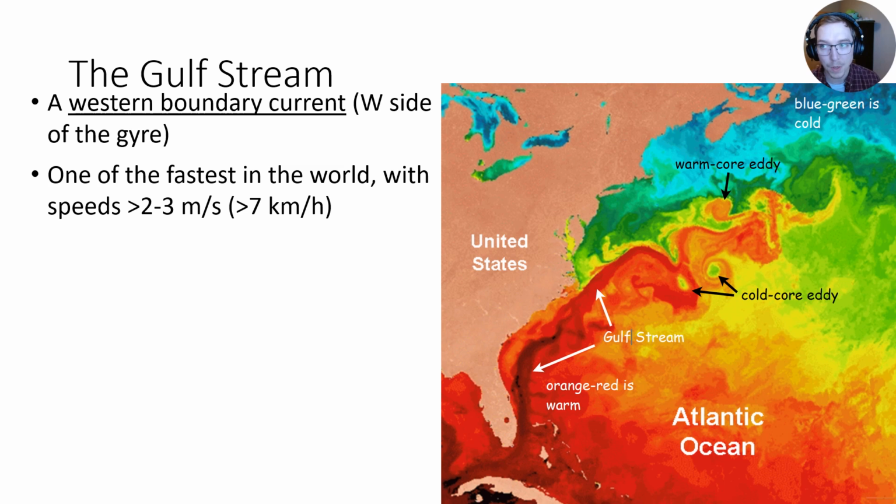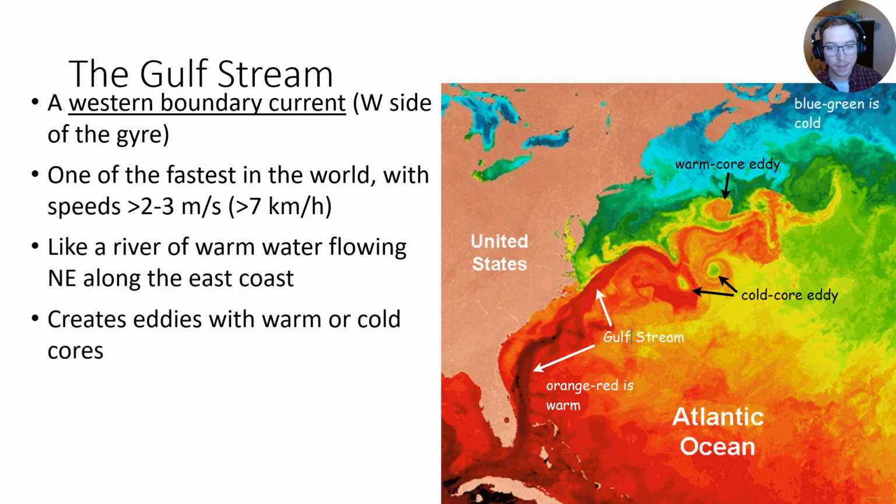If you look at the Gulf Stream, for example, we see the western boundary current, the west side of the gyre. It's one of the fastest in the world, over 2 to 3 meters per second. You can see it here. I'm going to need a different color here. I'm highlighting it with my cursor. Here as well.